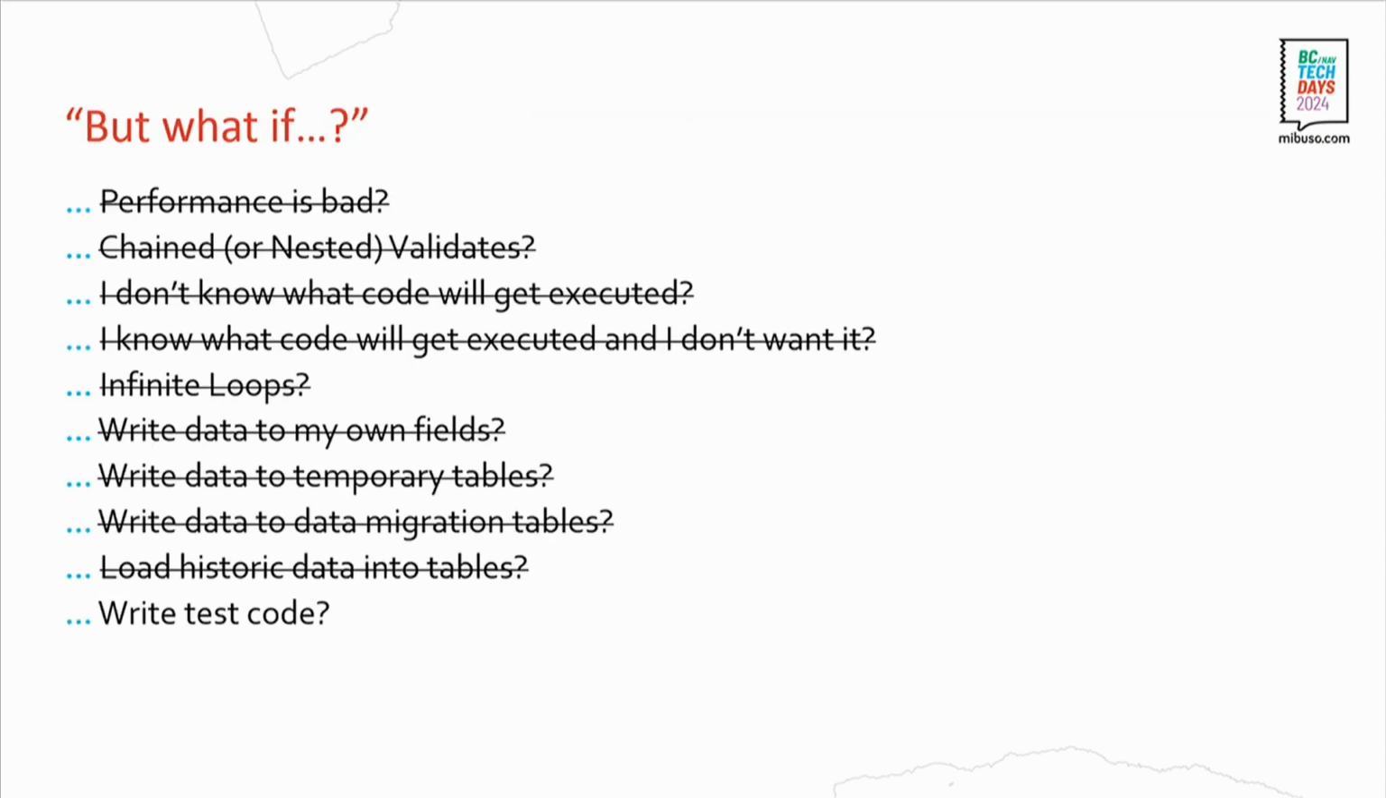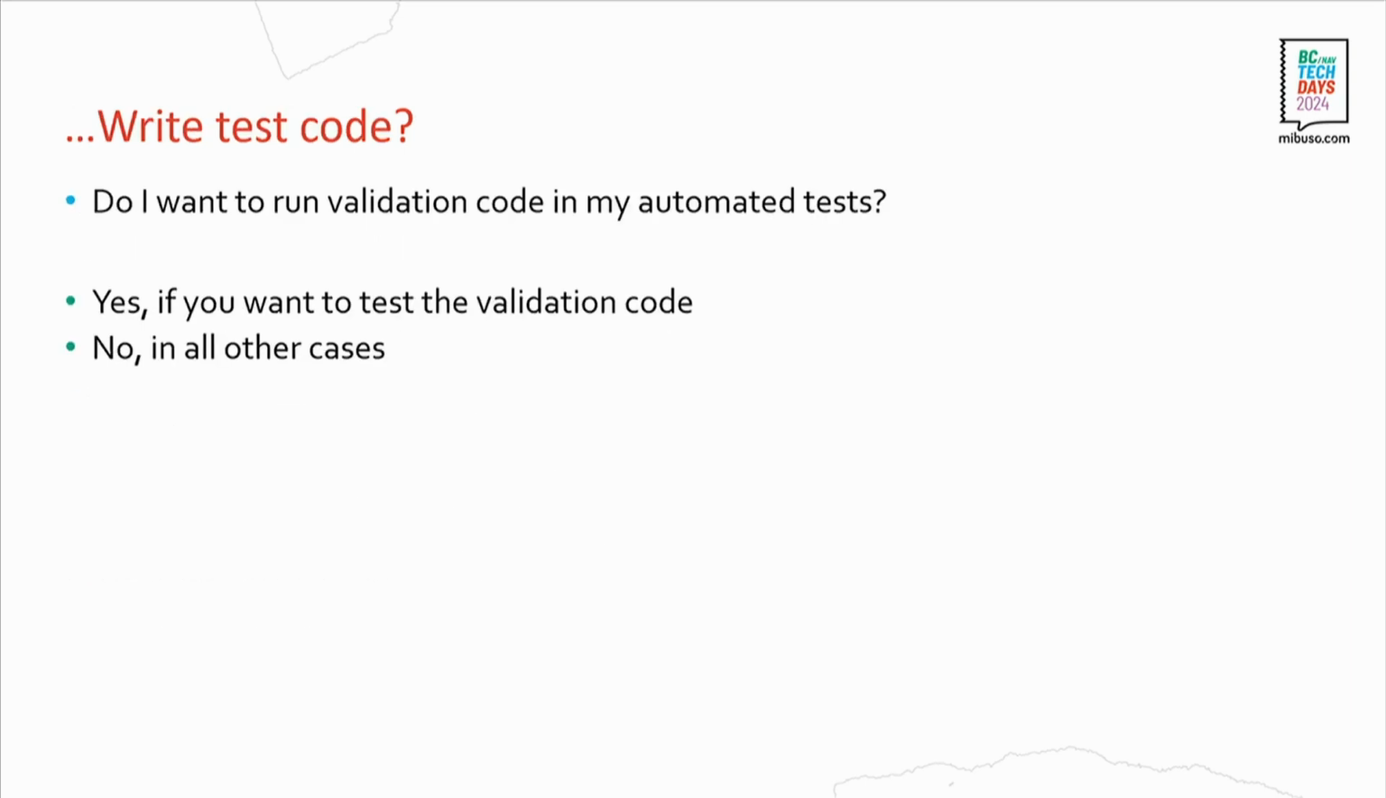Test code. That's an easy one, actually. Do you want to test the validation code? If yes, call the validate trigger. If not, then don't. As easy as that. You might have been in the session of Waco before about testing, about unit tests. You want to test exactly 100% of the code you want to test and 0% of the code you don't want to test. So if you don't want to test the validation code, just don't call it from test code.